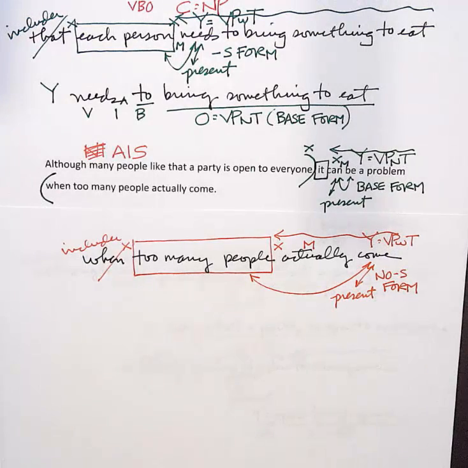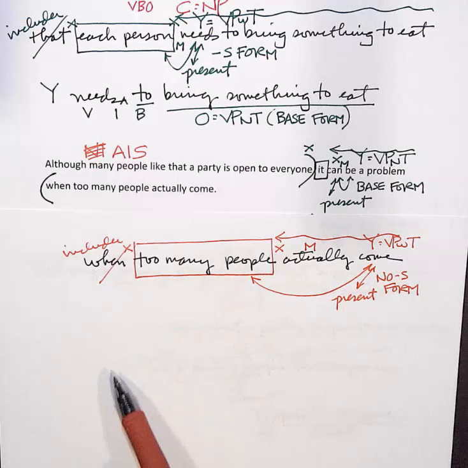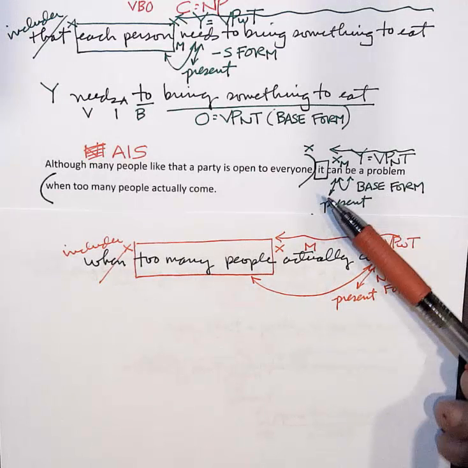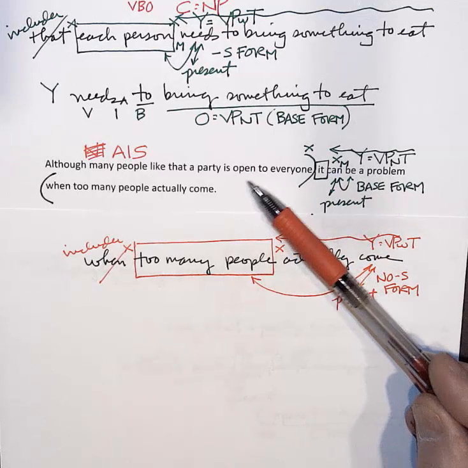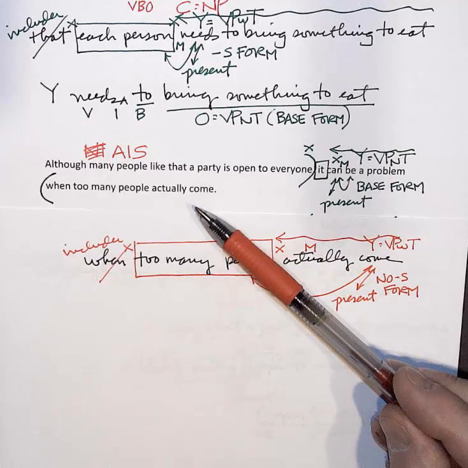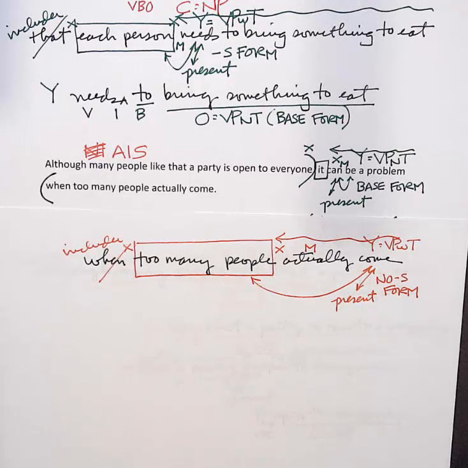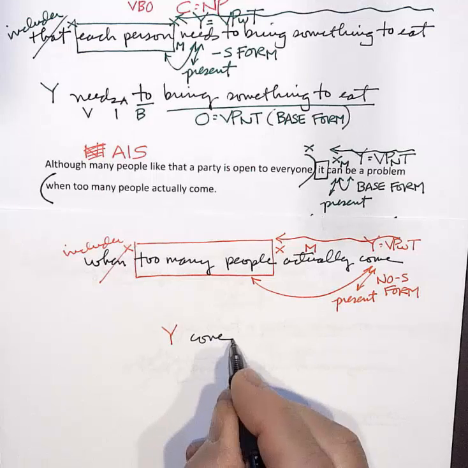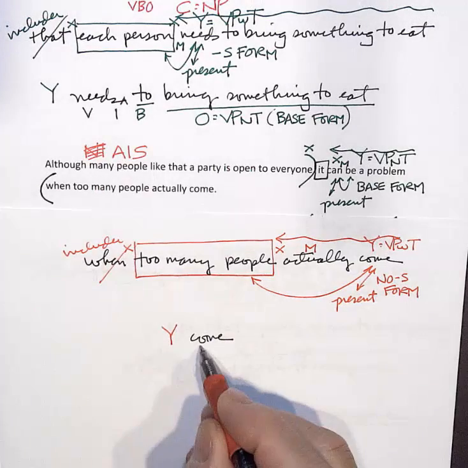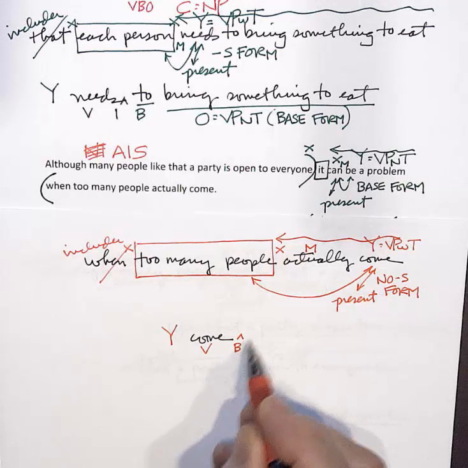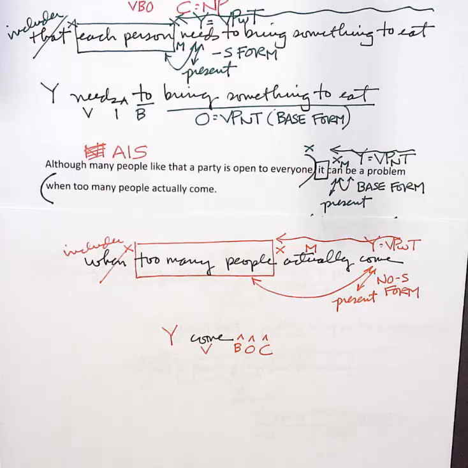Now, I was thinking at first that maybe when too many people actually come was in the postponed subject place, because we could say, although many people like that a party is open to everyone, when too many people actually come, oh, no, you know what? It doesn't work as a postponed subject. It was a shifter all the time. Okay, good. I'm glad we checked that. I wasn't sure. The Y is come, and come is the verb. The particle, object, and complement places are empty.